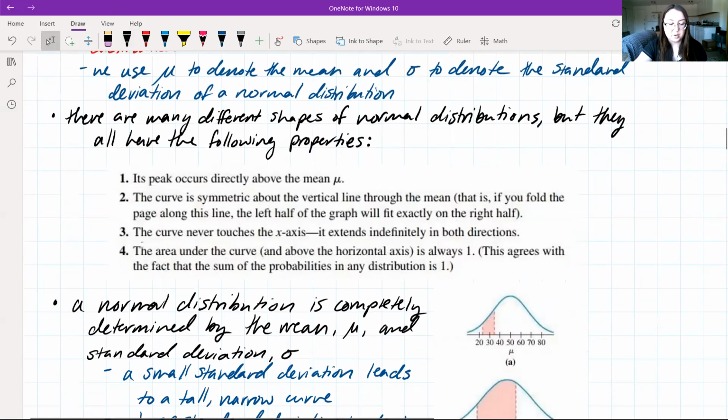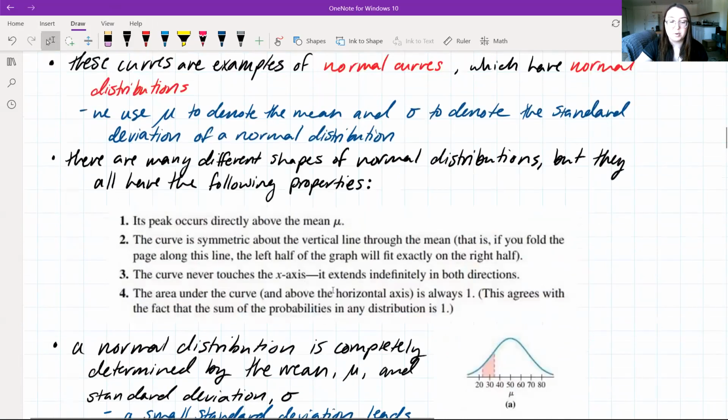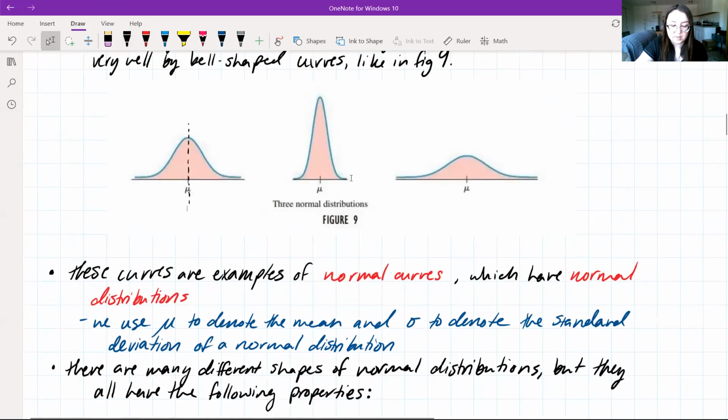Then for number 3, the curve never touches the x-axis. It extends indefinitely in both directions. So we see with each one of these, this one kind of looks like it does, but it does not technically. Your curve technically never touches the x-axis. The x-axis represents a horizontal asymptote.